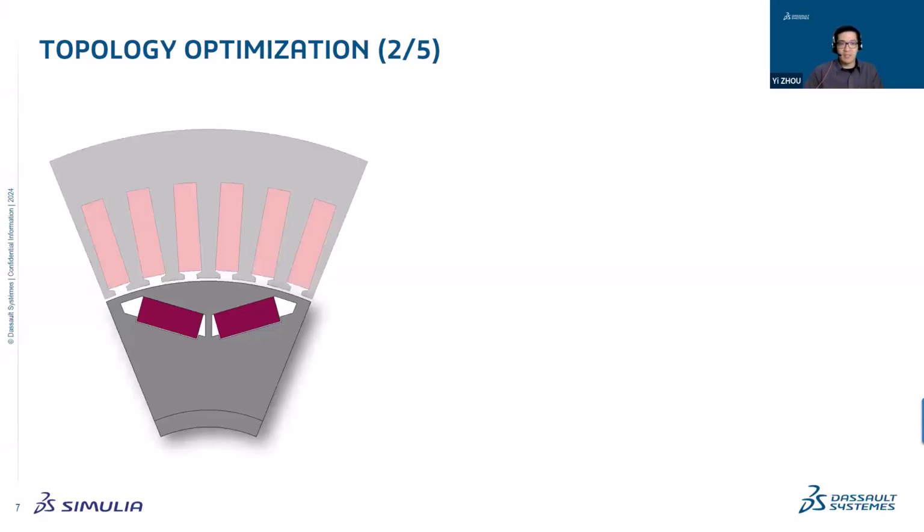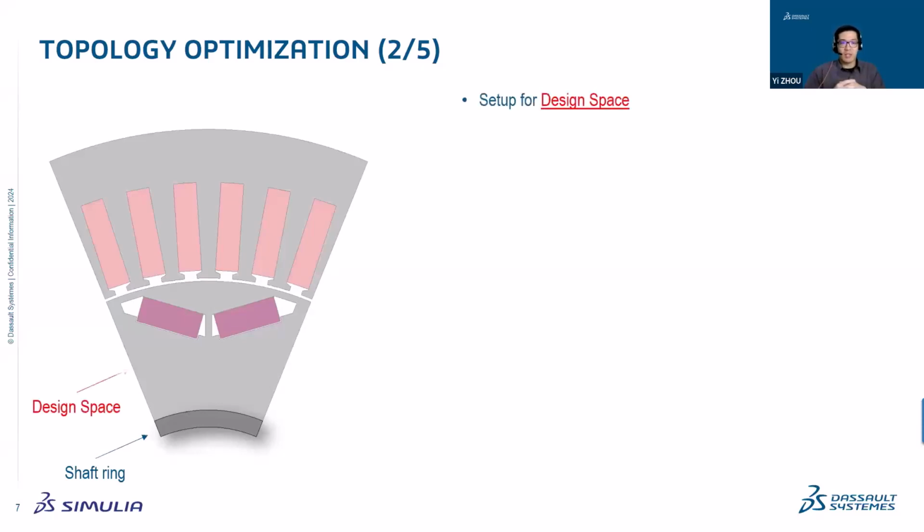And before we really set up the topology optimization, we have to do some slight preparation. Maybe you have noticed that we optimize the rotor, nothing special, but we add a small shaft ring. This shaft ring will guarantee the connection between the optimized rotor and the shaft. So we have to do some manual work, but that's all. Besides that, we let the rest of the part be the design space. So this is the red region.